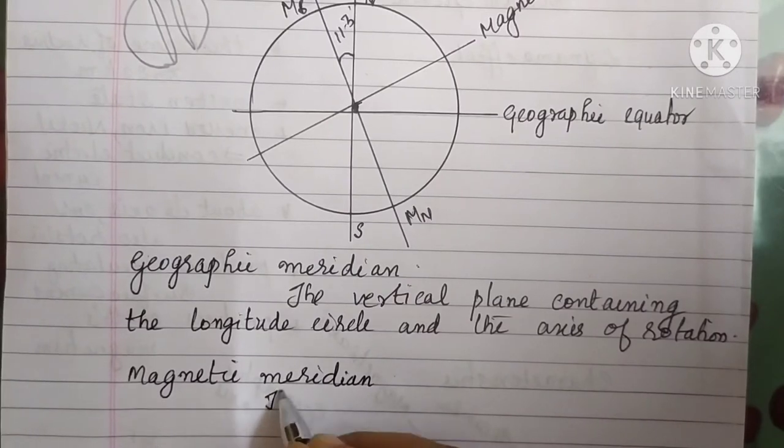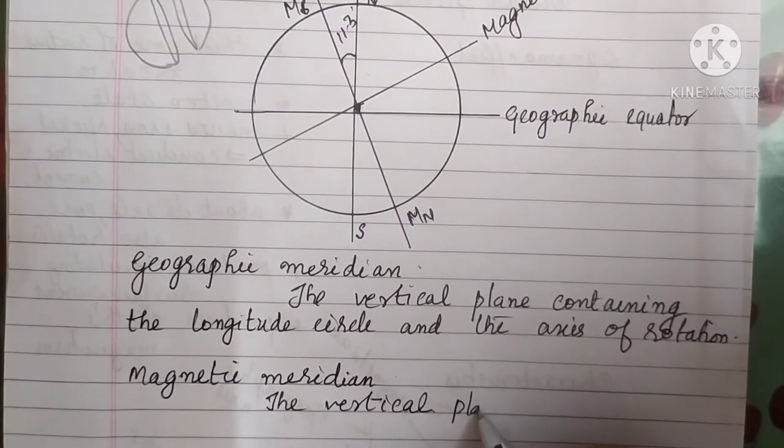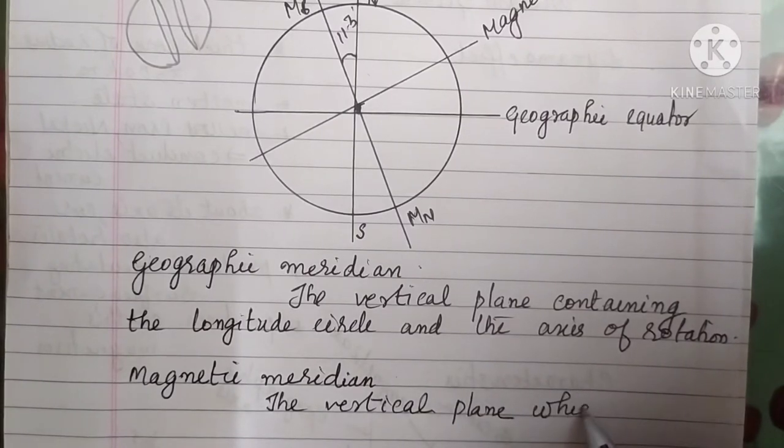That is the vertical plane which passes through.